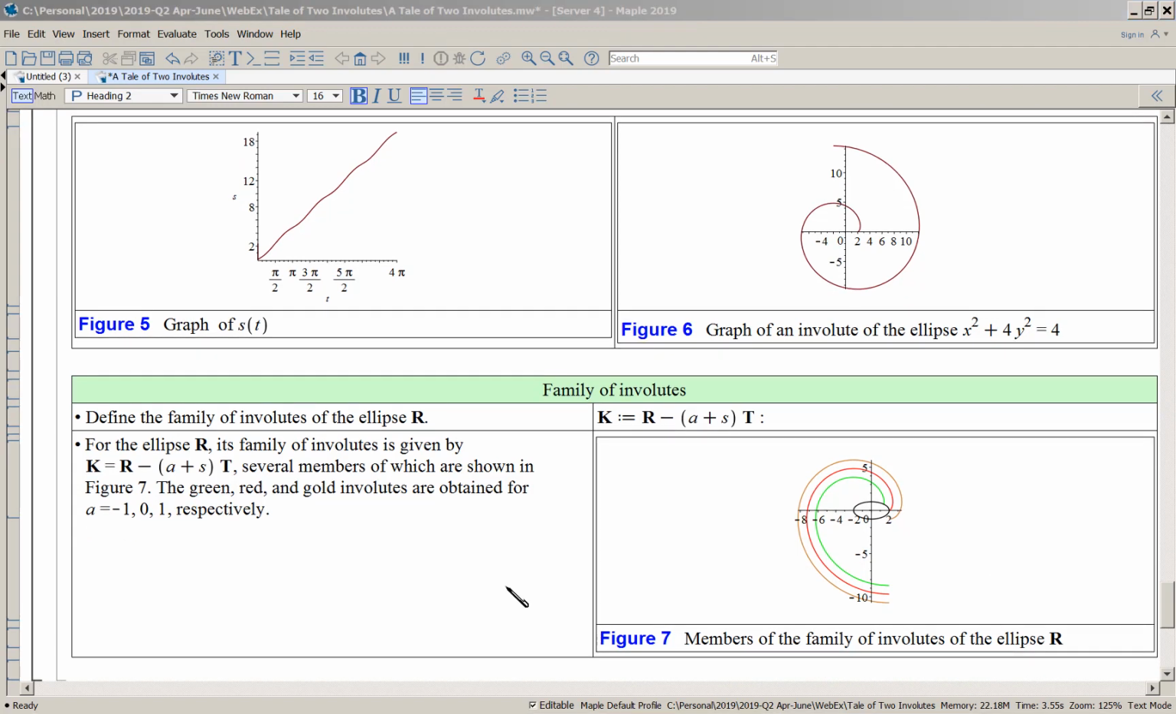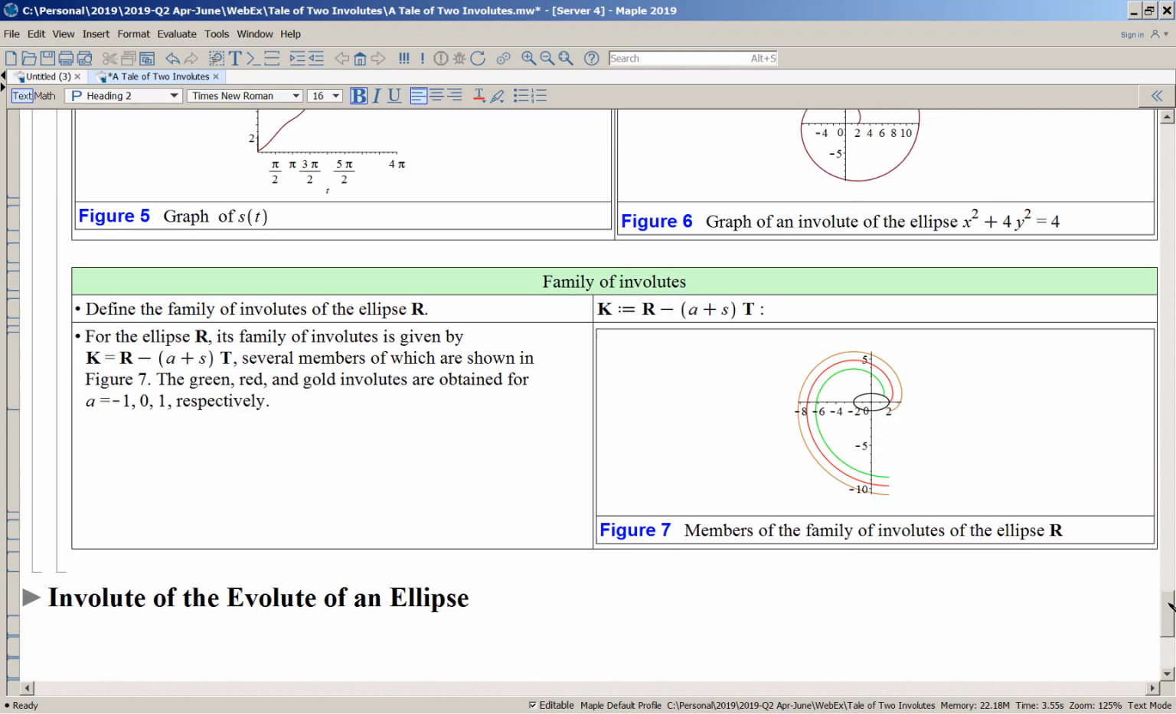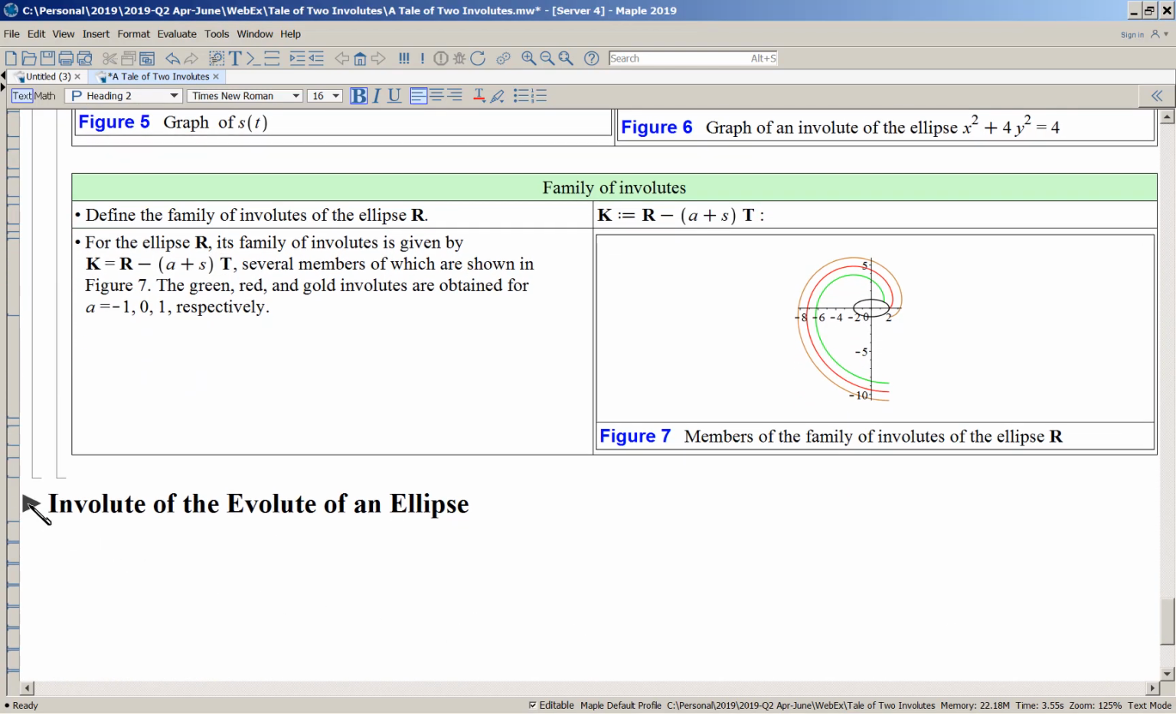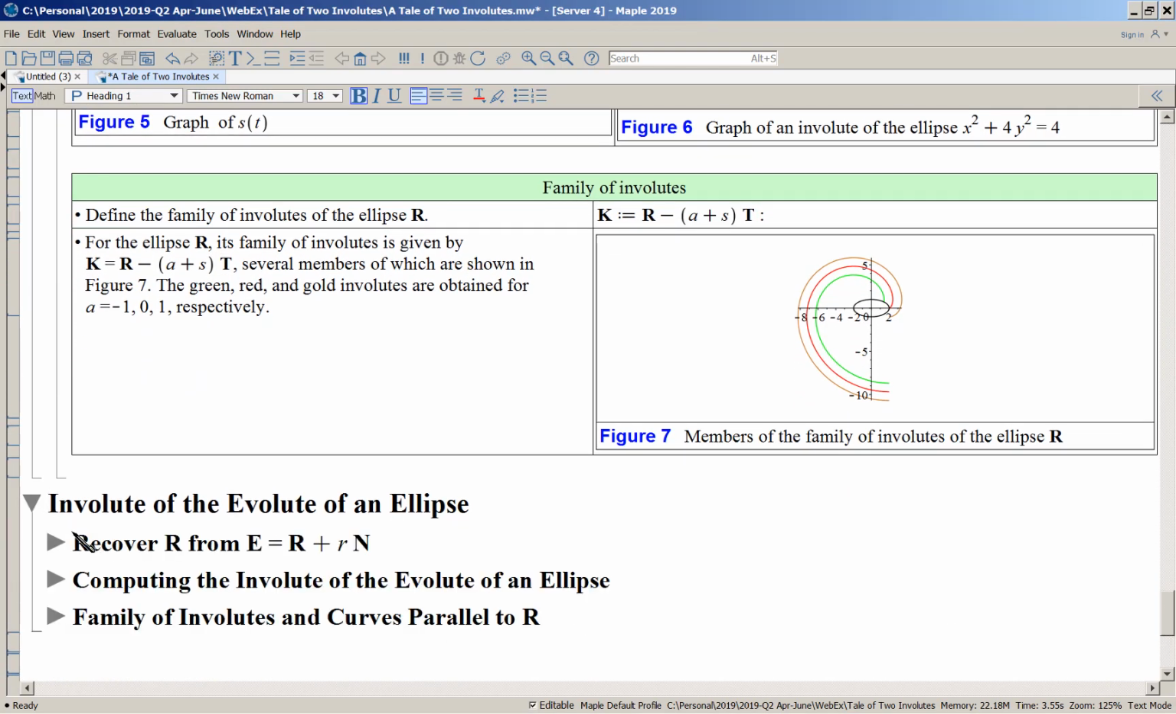So I think we're ready to tackle the involute of the evolute. The first question that I asked myself was, could you actually recover the ellipse if you knew the evolute?